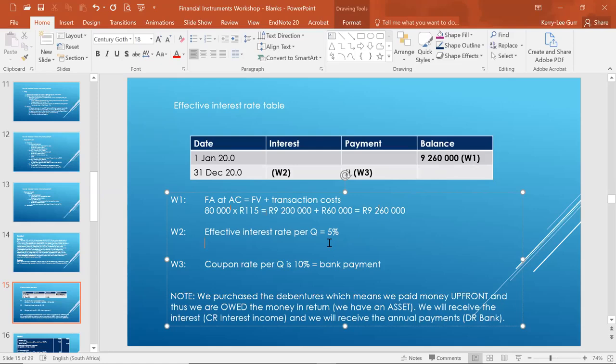When we're working out our interest, we were given our effective interest rate in the question, and that's what we're going to use for this interest column. At 5%, we take this balance from working one. So we take our full balance of 9,260,000 and we multiply it by 5%. That then gives us our interest of 463,000 Rand.